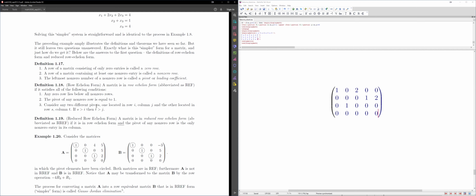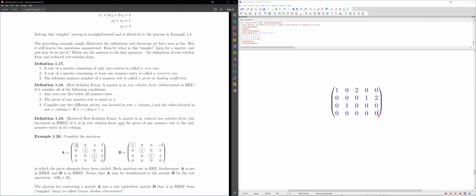Something that does not satisfy this condition 3 is this over here. These are the pivots, this one, 1, 2, and 3. If you look at these pivots, you go from here to here, which is okay, you go to the right, but then the pivot below it is to the left. And you don't want that. That is not good.